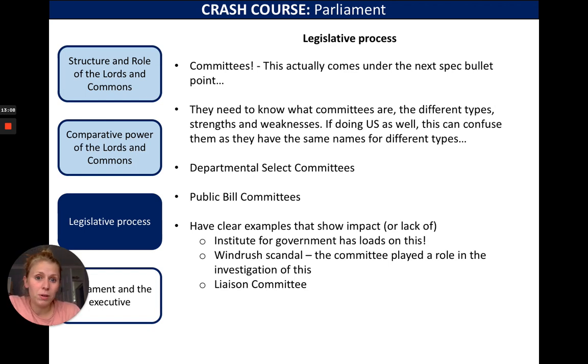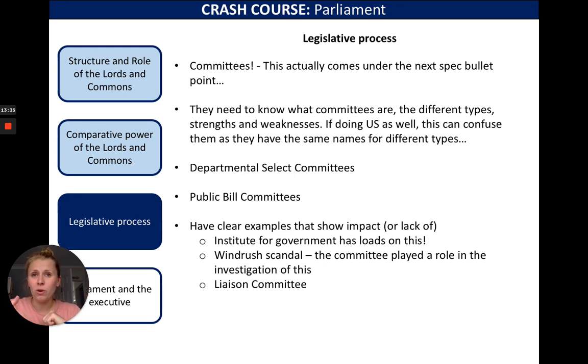There are different types of them, so you've got the departmental select committees, you've got the law committees, the joint committees. There's lots of stuff going on they need to know about. Strengths and weaknesses of those, so what are their actual powers. And if you're doing US as well, be aware of that confusion because they have the same names for different types. So select committees in the UK are permanent, in the US they're not. So just be aware of that kind of distinction.